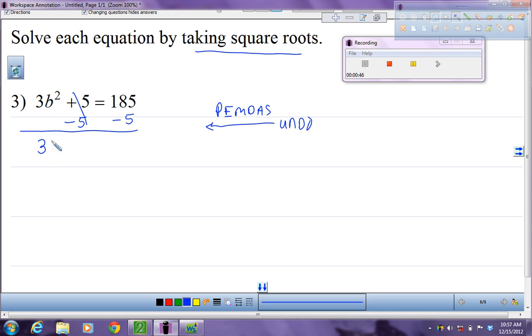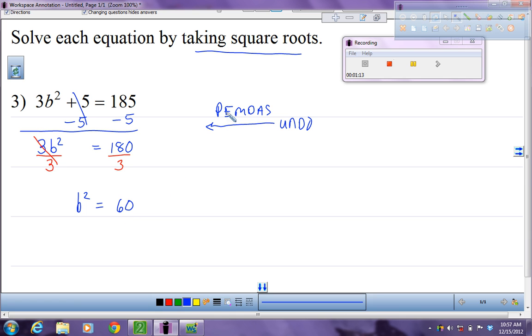Leaving me only the 3b squared equals 180, right? No more adding and subtracting. Now I do the multiplying and dividing. I can see here that 3 is multiplying by b squared. So I'm going to divide by 3 so that I am left with just b squared. Okay, I'm done with the multiplying and dividing.